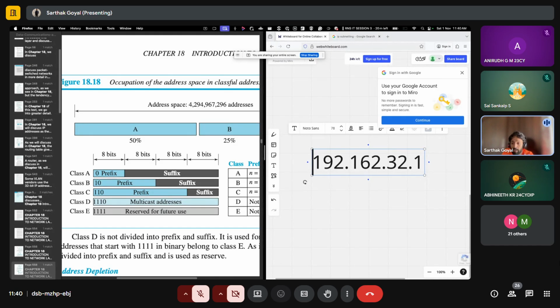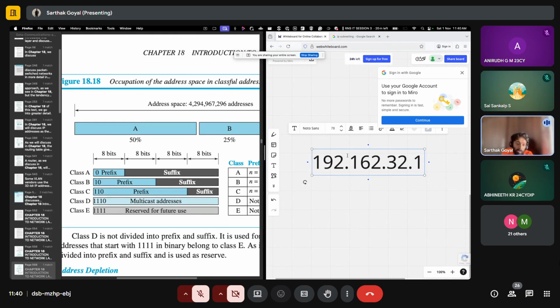Now, what exactly happens? All these bits, right now we are seeing legible numbers in decimals. On the internet, it's converted into binary notation, and then they are dotted by decimals. This is decimal notation. On the internet, it is binary notation. So this 192 will be converted into binary. Do you know how to convert it to binary? Do you guys use your scientific calculators?